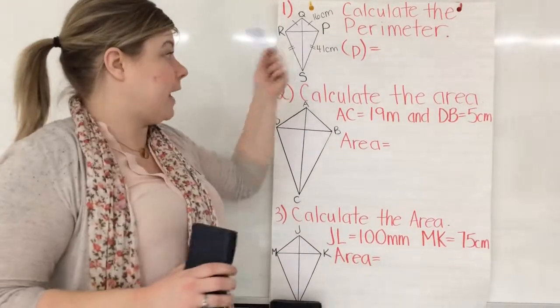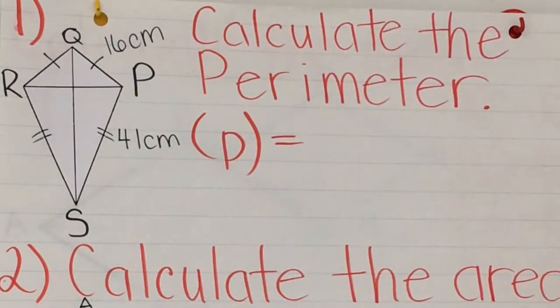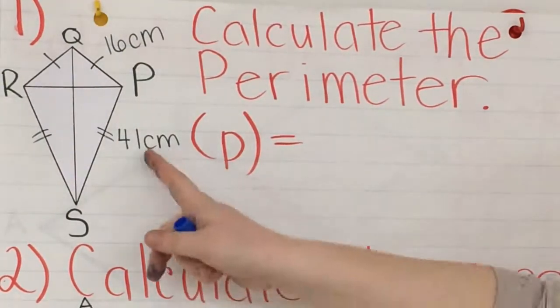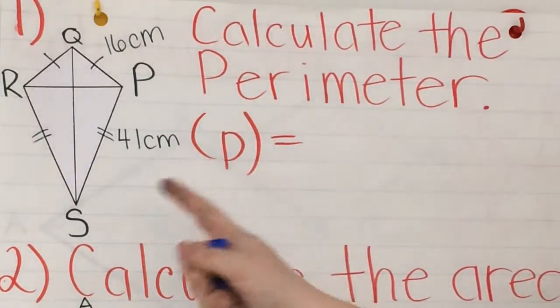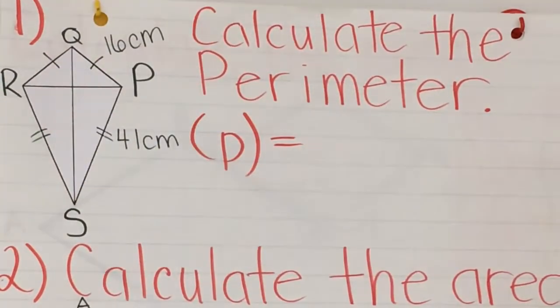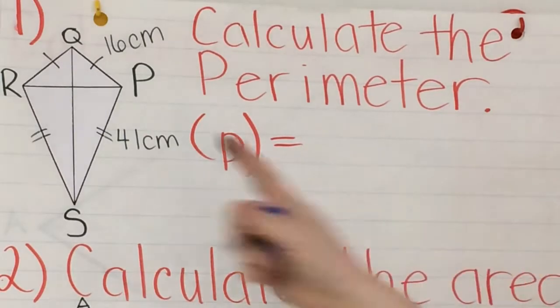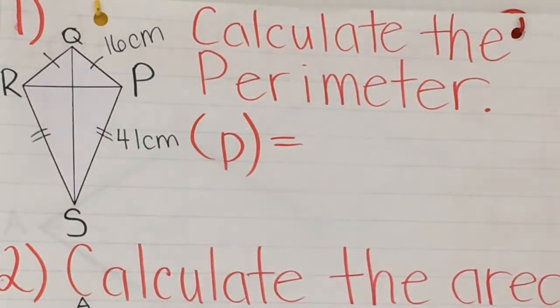So I'm going to go ahead and calculate number 1. The first shape that we have is a kite shape, and the question is asking us to calculate the perimeter. This is pretty simple for us to do. We are going to see that there is 16 centimeters and 41 centimeters, and that there are 1, 2, 3, 4 sides. 2 sides are equal to 16 centimeters and 2 sides are equal to 41 centimeters. So it's pretty easy. I'm going to do it the multiplication way instead of the repeated addition way this time.